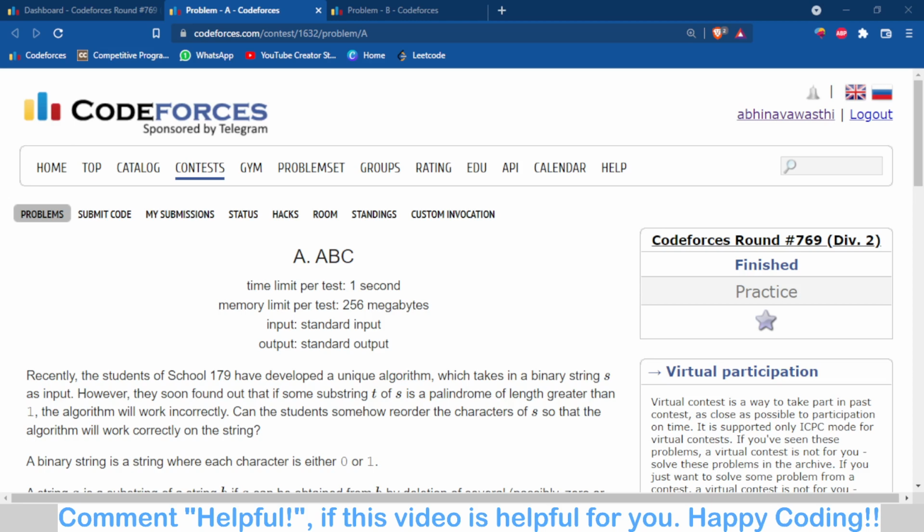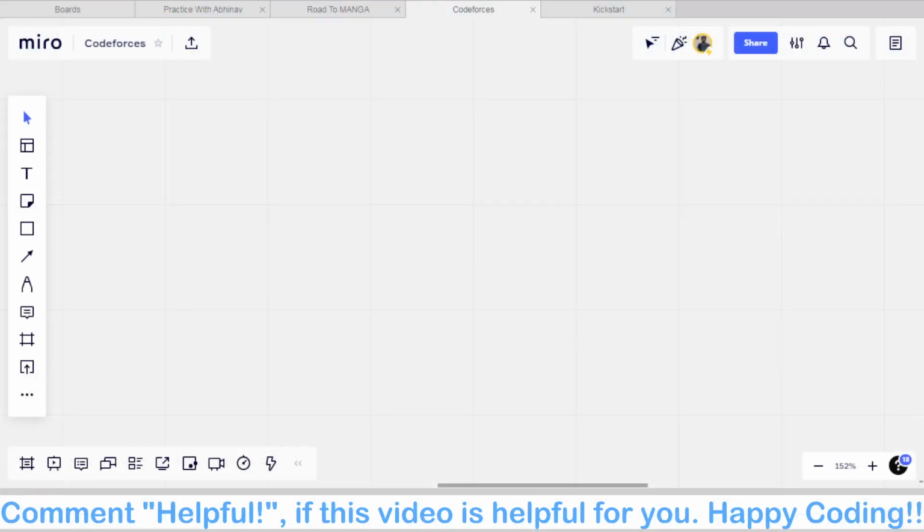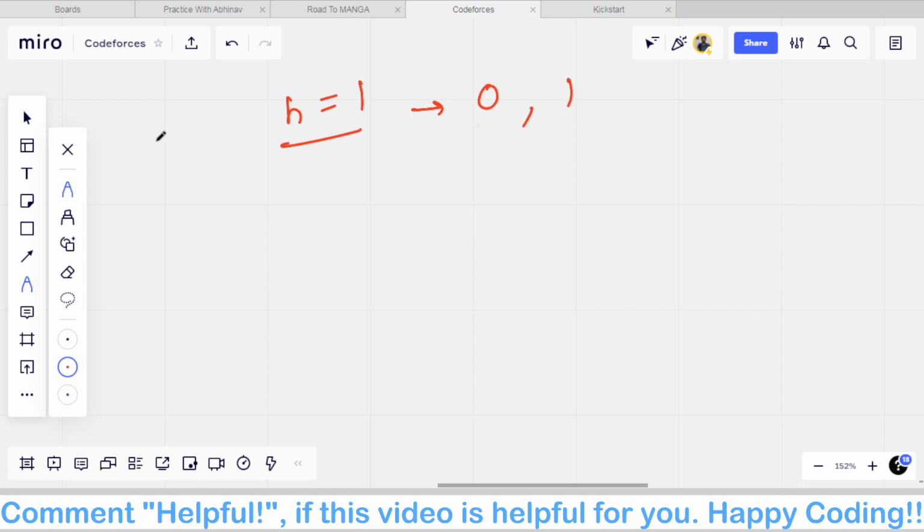Okay. So the thing is that whenever there is a binary string, there are only two elements, which are 1 and 0. So whenever there are repeated elements, for example, let's move towards the whiteboard to understand it more clearly. First of all, we will discuss a string of length 1. When the string length is 1, the string will be 0 or the string will be 1. These both strings are not palindromes, because you have to find if there is a palindrome of size greater than 1. In that case, the algorithm will not work.